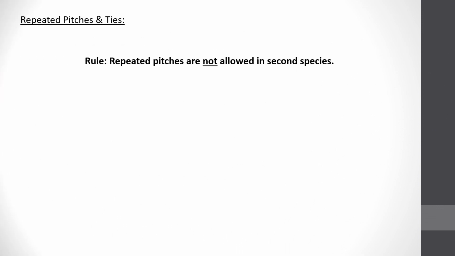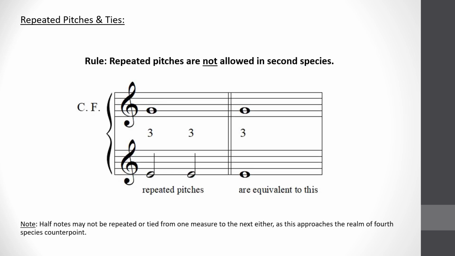Although the occasional repeated pitch was allowed in the counterpoint voice of a first species exercise, repeated pitches are not allowed in second species. This is because 2 half notes repeated within the same measure are equivalent to a whole note. The result would therefore be no different from a first species exercise. For the same reason, ties are not allowed.